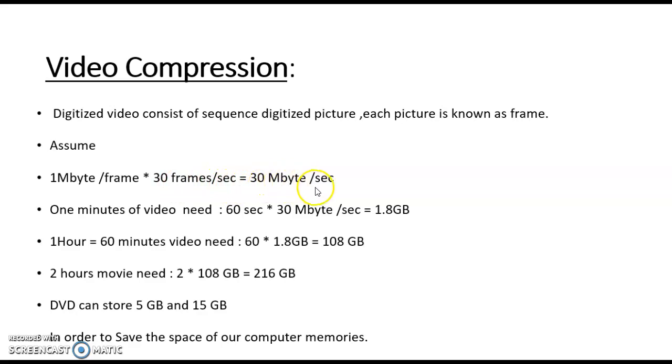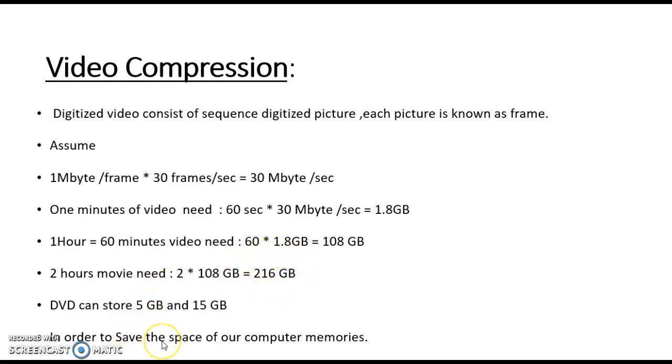30 megabytes per second. Now considering 1 minute of video, you need 60 seconds into 30 megabytes. That means you need a space of 1.8 GB. For 1 hour recording, you need 108 GB, and for a 2 hour movie, you need 216 GB. And we know that a DVD can store from 5 GB to 15 GB. So this indicates that this is a very large space.